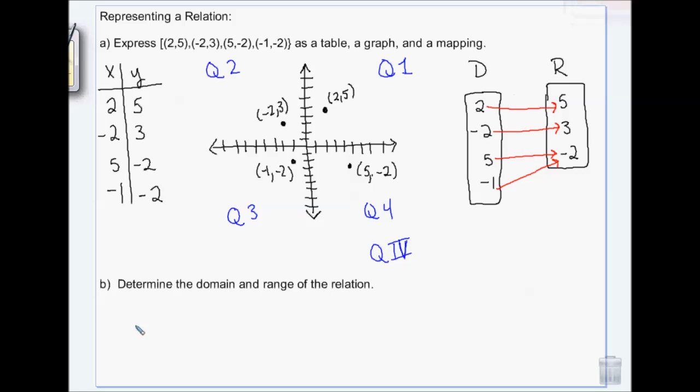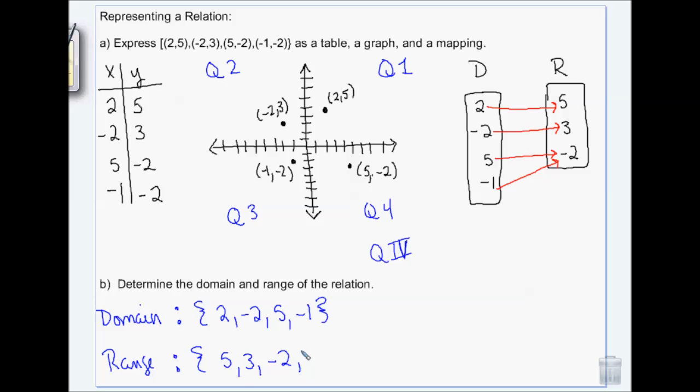Okay, so domain and range. The domain is all of the x values, so I have 2, -2, 5, and -1. And the range is all of the y values, so I have 5, 3, -2, and -2, so I only list that one time.